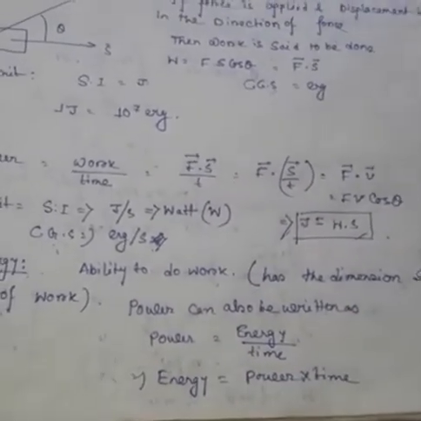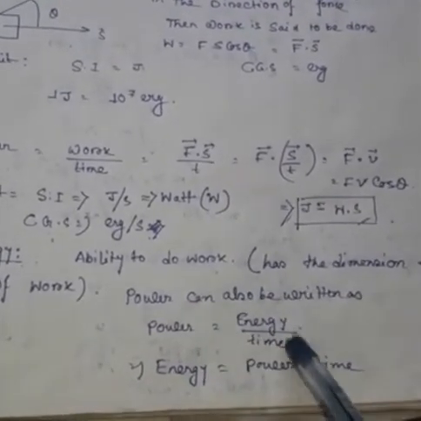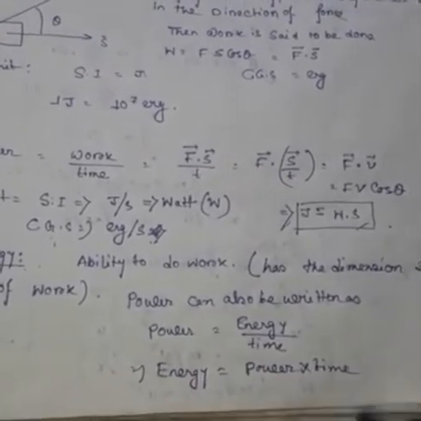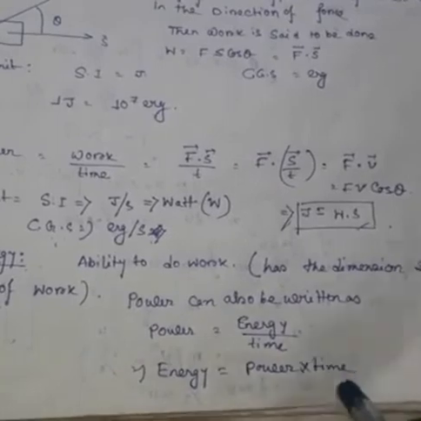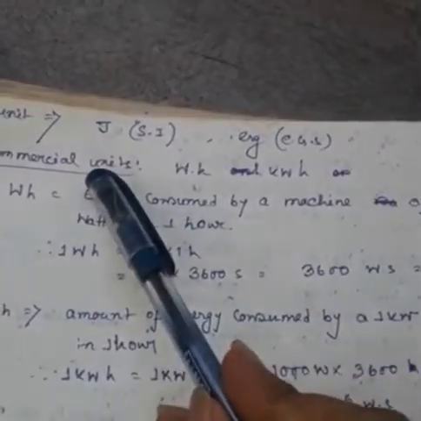Now power, that is another. Now starting with the power, that is the energy divided by time. So that means the energy can be written as the power multiplied by time. Why am I writing this equation? Actually my main aim is to find out the commercial unit of energy.